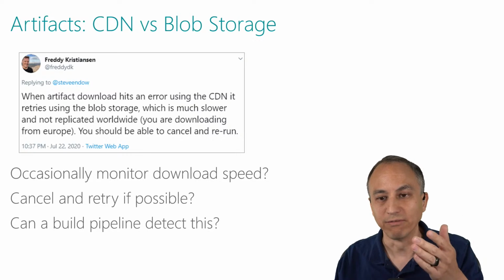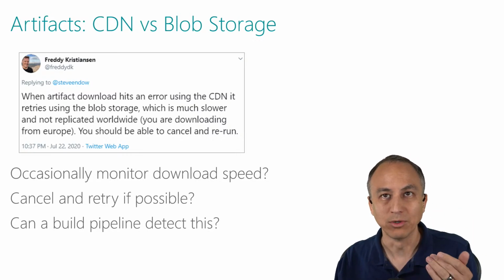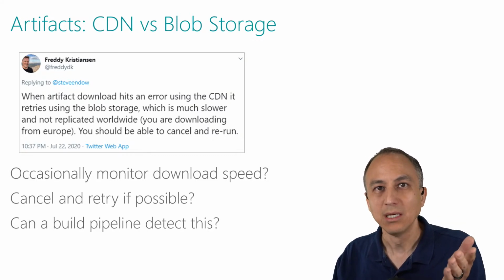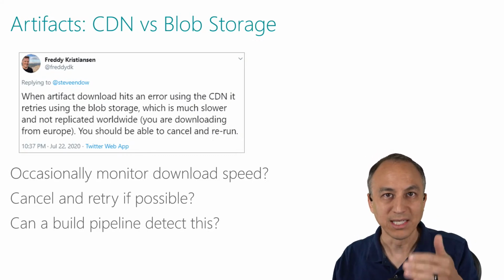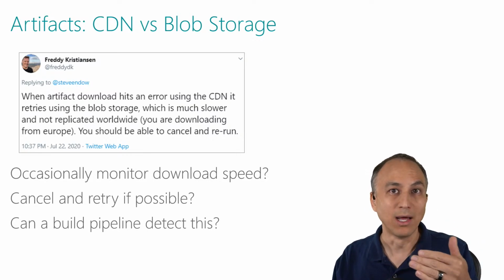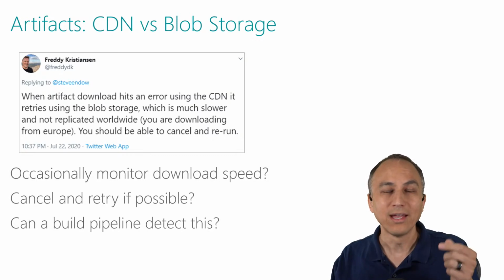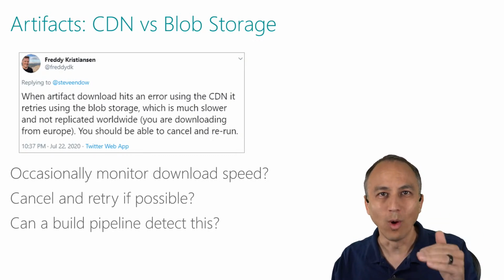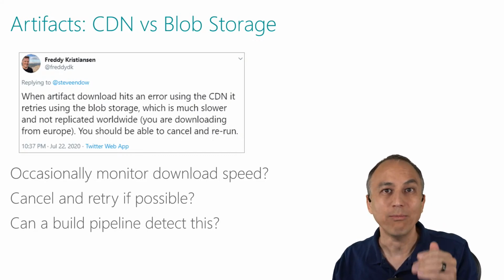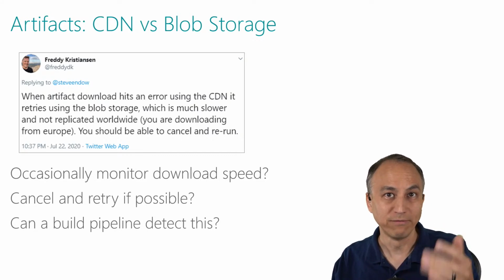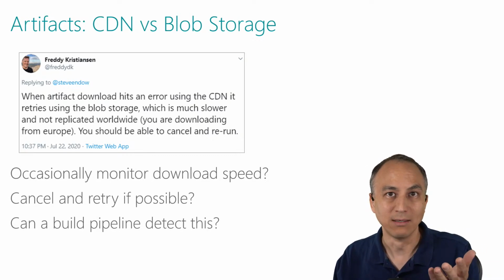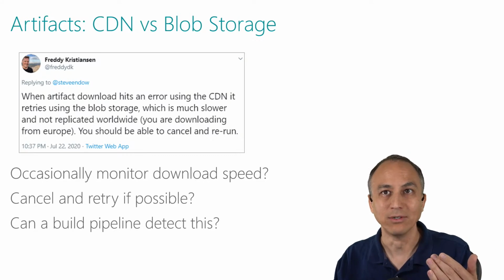I don't know if maybe Asia has their own blob storage or not. But he's just saying, hey, if that happens, it's probably due to some CDN connectivity issue. You can cancel and rerun. So if you notice this issue, rather than waiting and downloading at 2 or 3 or 5 or 10 megabit, you may want to just cancel the build if you're able to detect that, and retry and see if you can get a better connection and better download speeds.